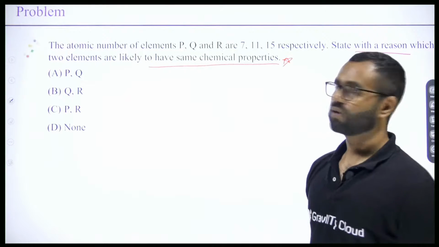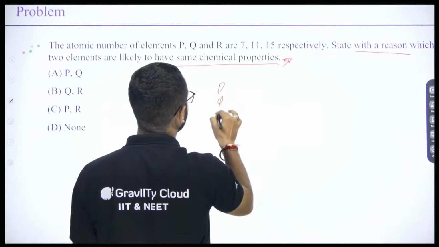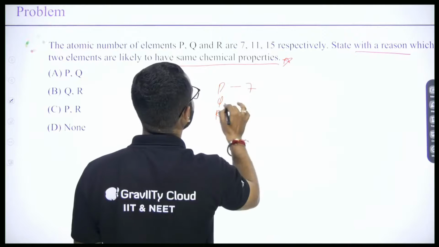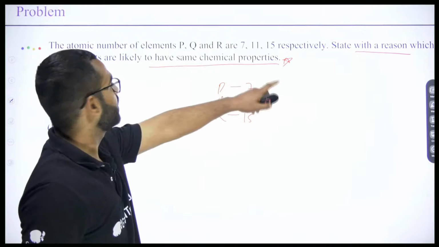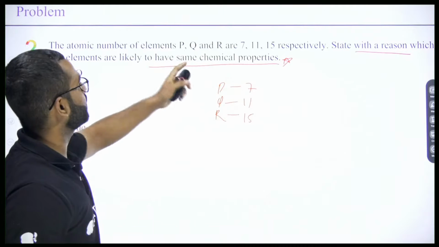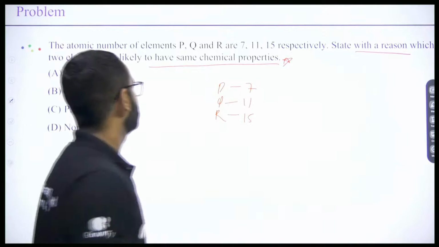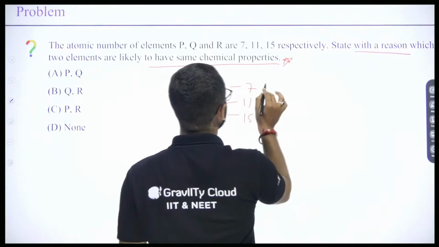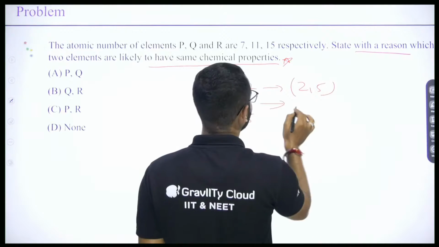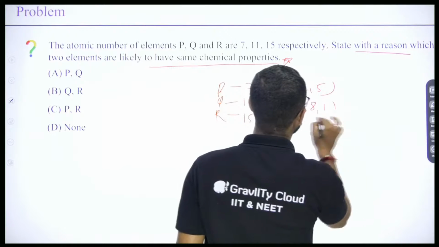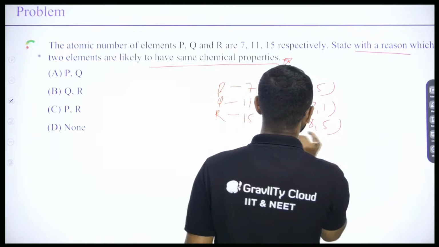Okay. Now the question says the atomic numbers of P, Q and R are 7, 11 and 15. State with the reason which two elements are likely to have the same chemical properties. Now, if we write the configuration of P, it is 2, 5. Q, 11 electrons means 2, 8, 1. And R has 2, 8, 5. Right?